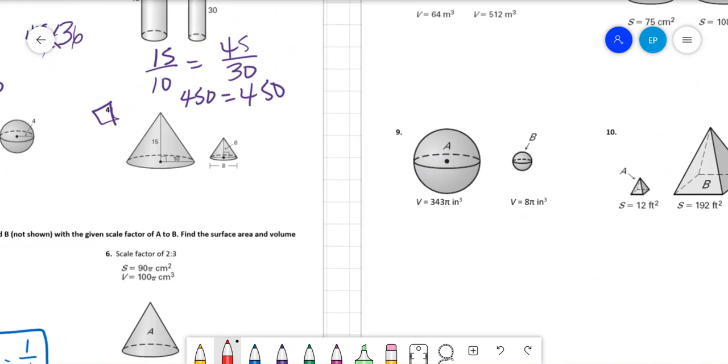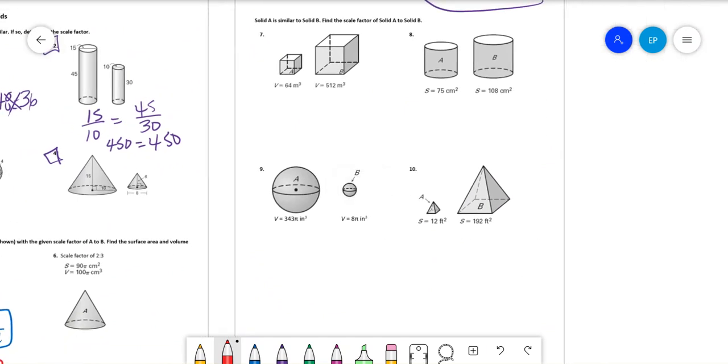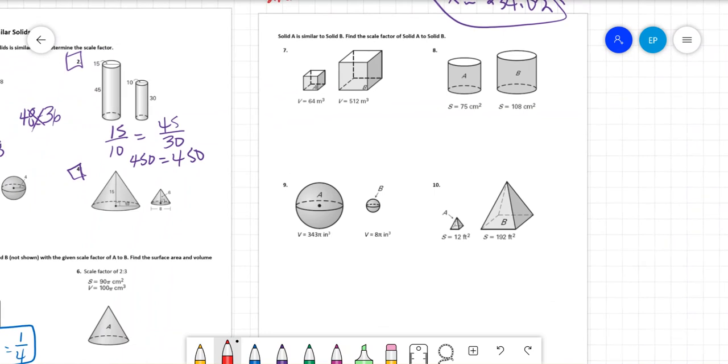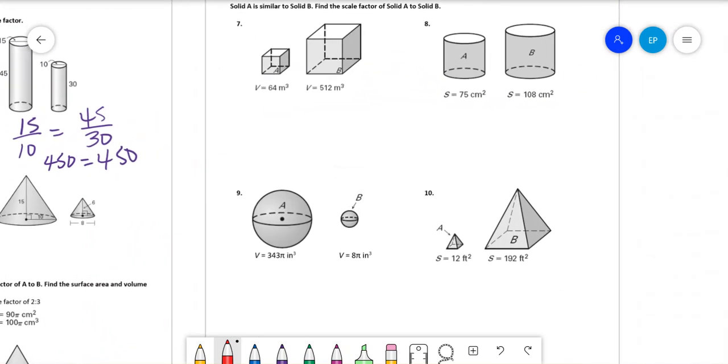So, coming back over here, which ones are the most important questions for you? Answers figured over, but I really like these questions. So A is similar to B. Find the scale factor of A to B. So A to B means I'm going to go A divided by B equals, I'm going to go 64 over 512.